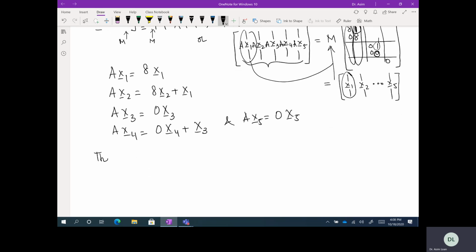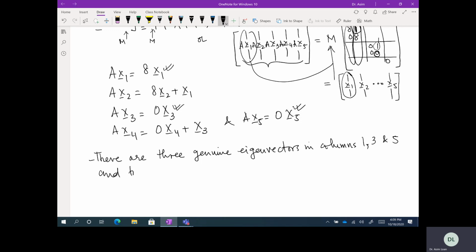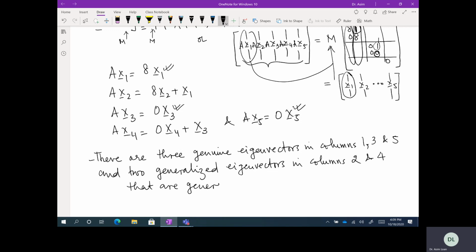So there are 3 genuine eigenvectors in columns 1, 3, and 5, and 2 generalized eigenvectors in columns 2 and 4 that are generated from column 1 and column 3 respectively.